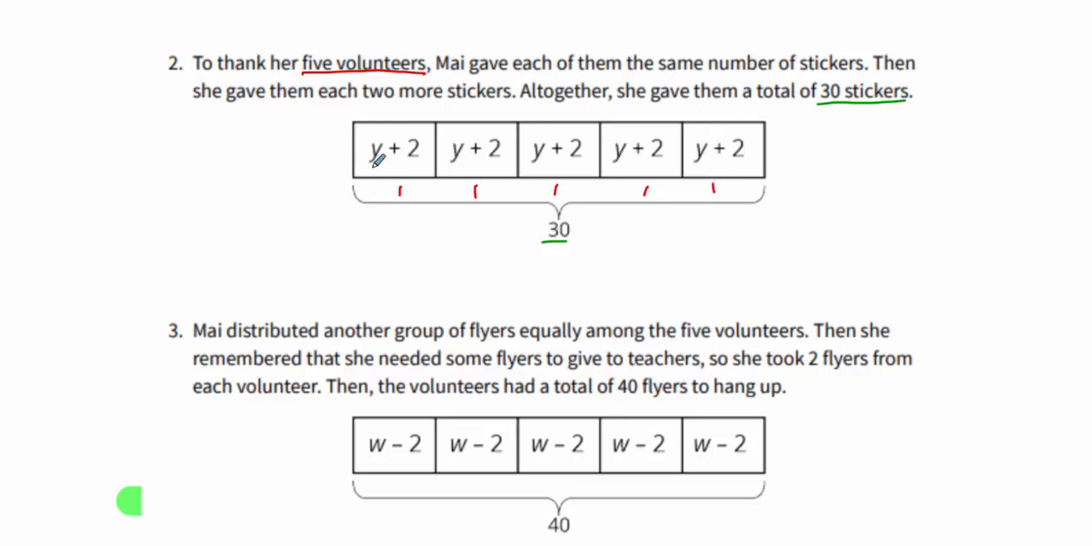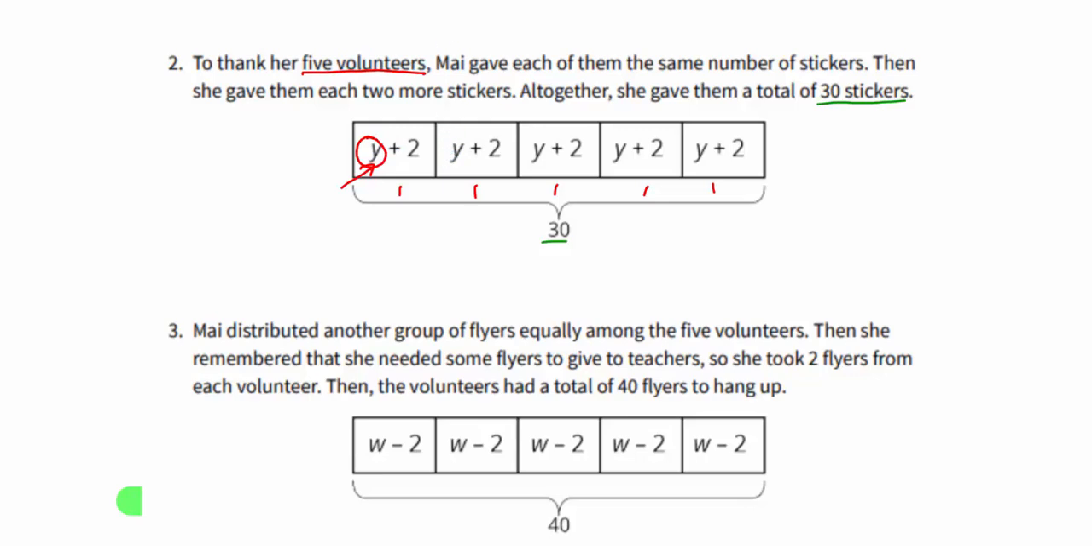So let's see what these numbers and variables represent inside the boxes. May gave each of them the same number of stickers. Then she gave them each 2 more stickers. So here's the number that she originally gave them.